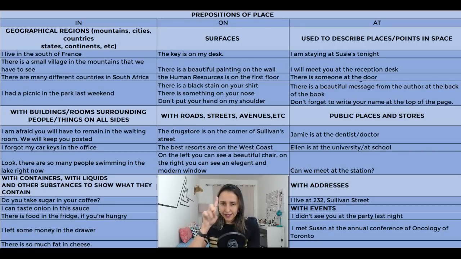Now, in. Let's start with in. Basically, I will use in to talk about geographical regions, mountains, cities, countries, states, continents, even neighborhoods in a city, okay? So I live in the south of France. There is a small village in the mountains that we have to see. So I'm describing the location of the village. The village is in the mountains and I want to see the mountains. I want to see the village, okay?